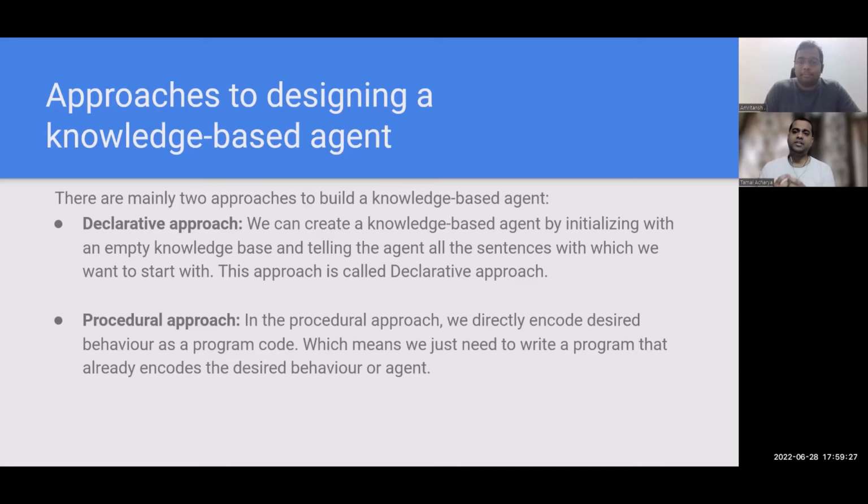Declarative, we create a knowledge base agent by initializing with an empty knowledge base and telling the agent all the sentences with which you want to start. So let me explain in simple terms. You create an agent. Now, when you create the agent, you don't give everything to it to start with. You create an empty database, and you tell the agent all the sentences with which you want to start. So you give certain inputs.